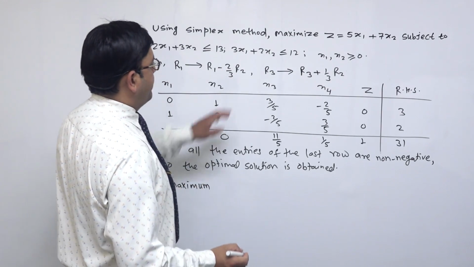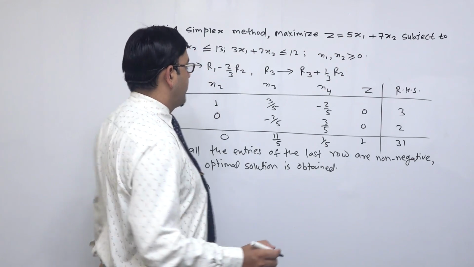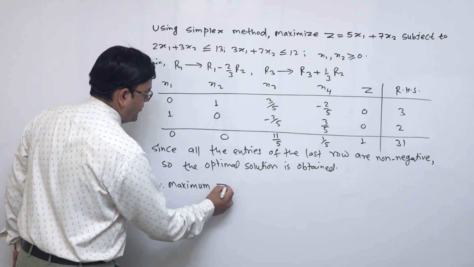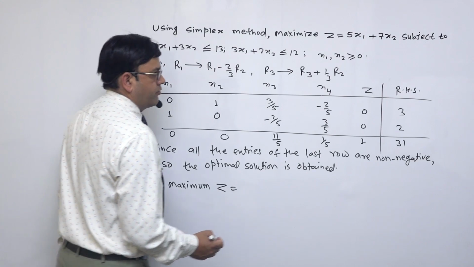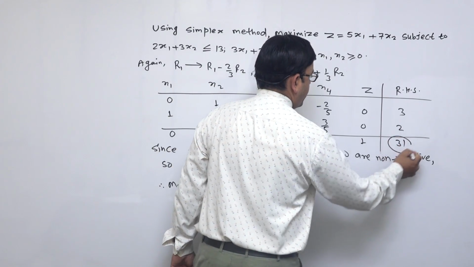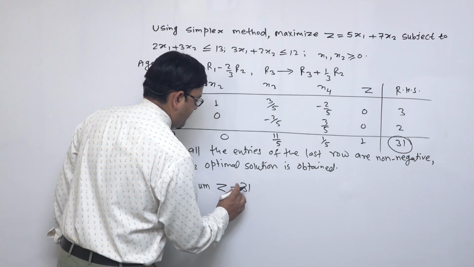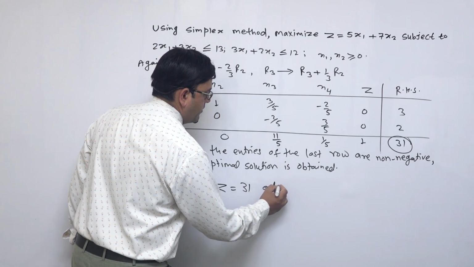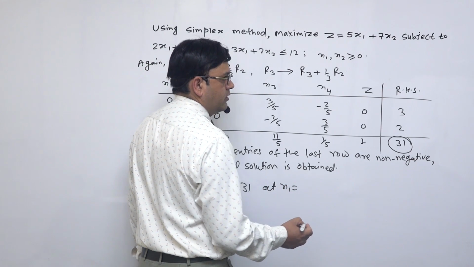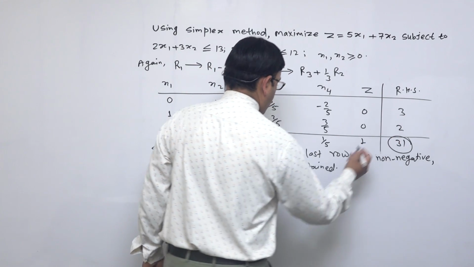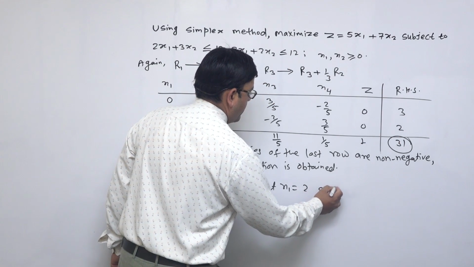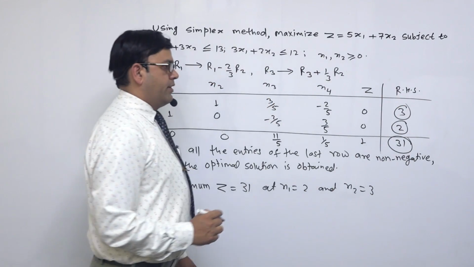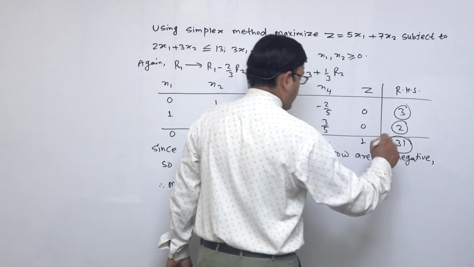maximum z, here maximize is z equal to 5x1. The maximum z is 31 at x1 is equal to 2 and x2 is equal to 3. In this way, we solved this. I think you are clear.